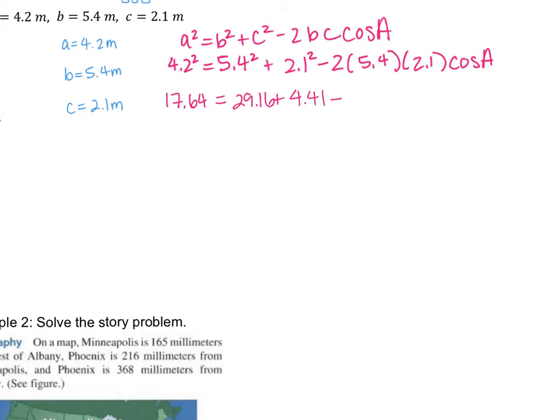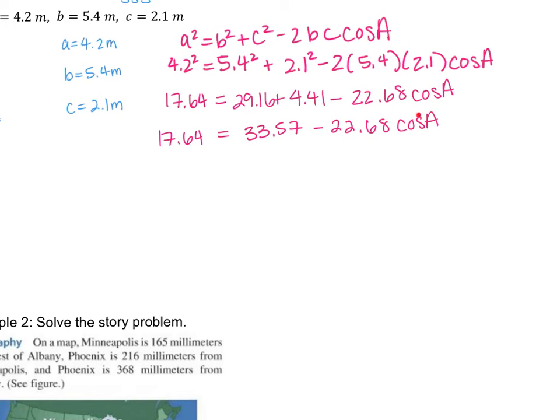And I'll drop down the minus sign. So if I multiply all these three numbers, 2 times 5.4 times 2.1, I get 22.68. Cosine of A just drops down. And again, I can add these numbers first because they're like terms. So I'll just drop down the 17.64. If I add these two numbers, I get 33.57. And I'm going to drop down the cosine of A.